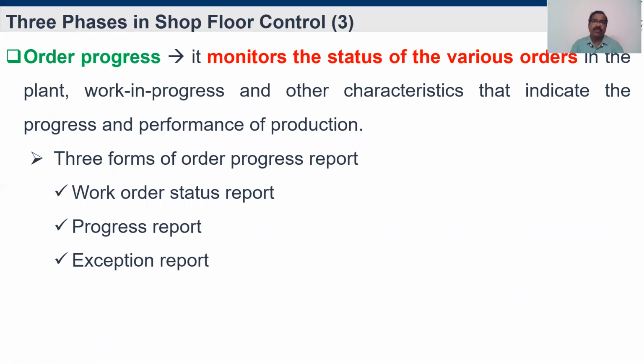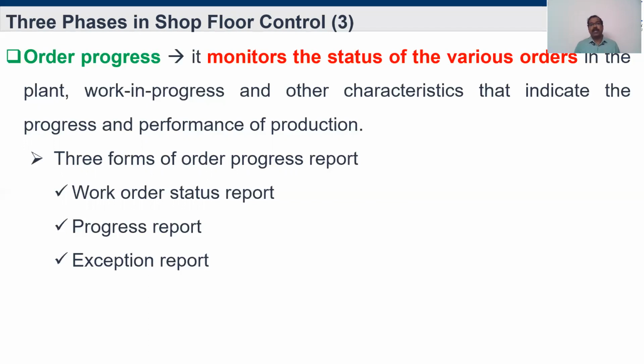The third phase of shop floor control is order progress. Order progress monitors the status of the various orders. We have given lots of orders to the industry, and dispatched lots of orders from phase 1 and phase 2. But what is happening? We have to monitor that, what work is in progress, and whether the work is completed or not. All of this we monitor in phase 3.